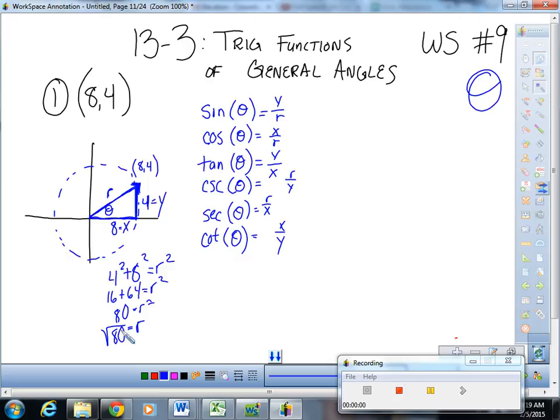So here's how we do these problems. We just fill in the equations. So the sine of theta is 4 over radical 80. So everybody see where that came from? So what's the cosine of theta?